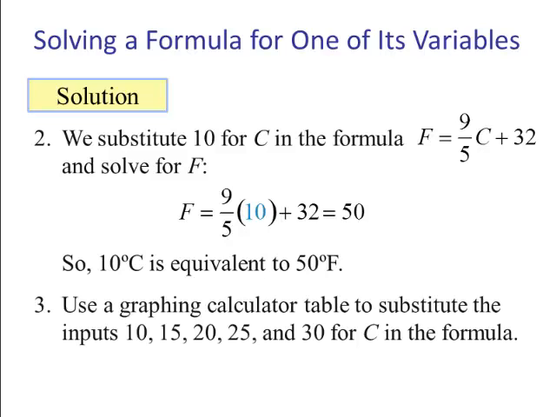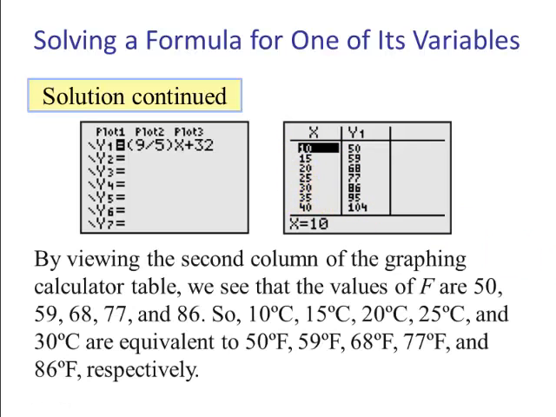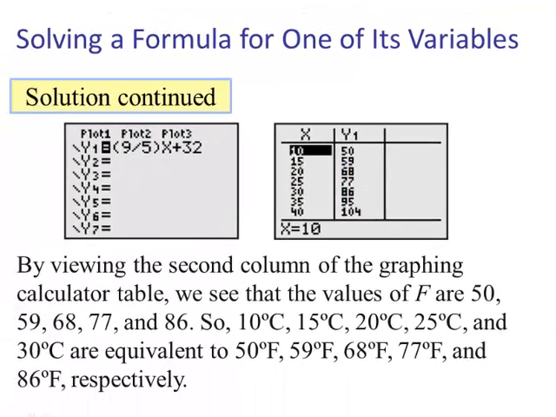Number 3, using the graphing calculator, we want to substitute the inputs 10, 15, 20, 25, and 30 for C into the formula. So we go to our y equals, we enter in our equation 9/5 times x plus 32, and then we use our table feature, and we can see here are the corresponding temperatures in Fahrenheit for the given Celsius temperatures. Just for an example, when it's 30 degrees Celsius, it's 86 degrees Fahrenheit.